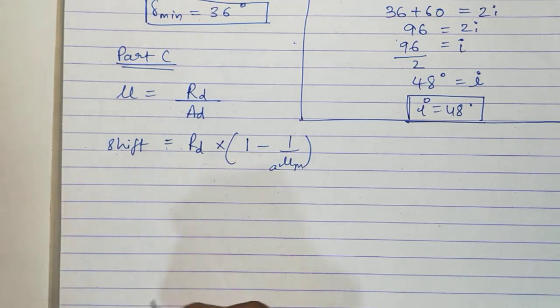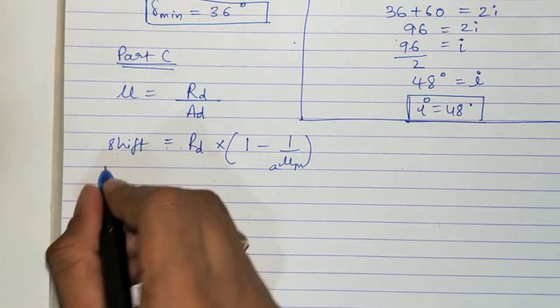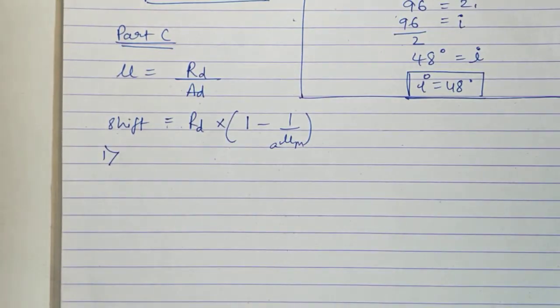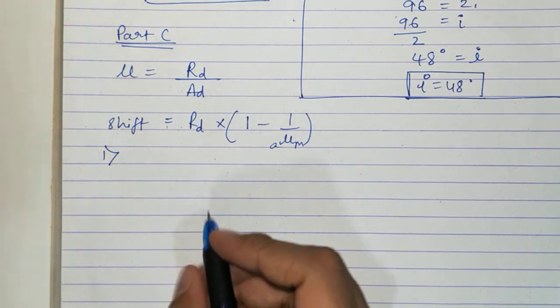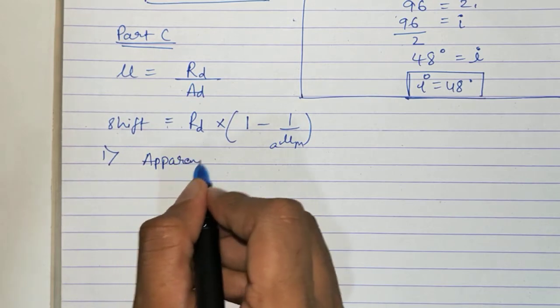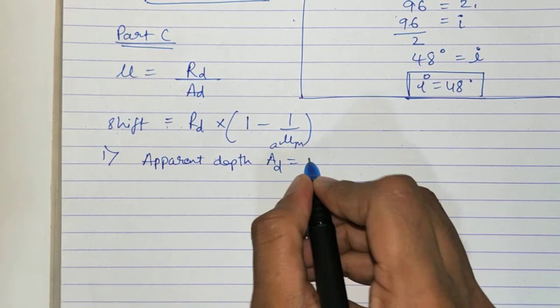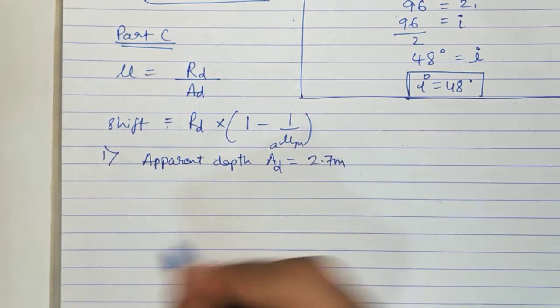Let's read the first one. Page number 92 roughly. So the first question says the water pond appears to be 2.7 meters deep. Appears means apparent depth. So apparent depth, that means AD. Apparent depth is 2.7 meters.